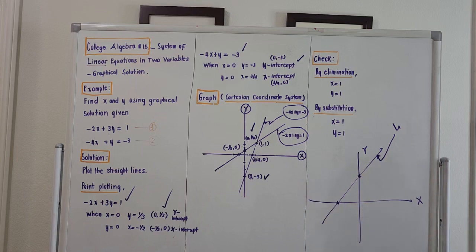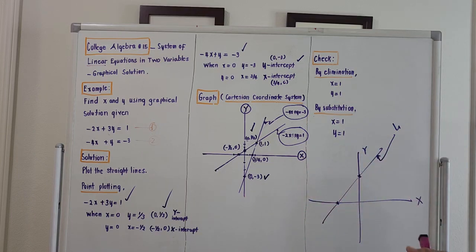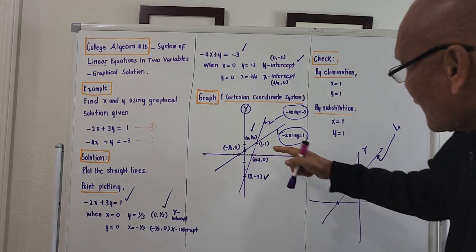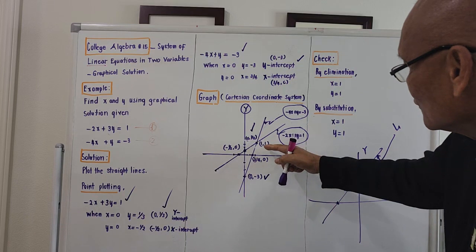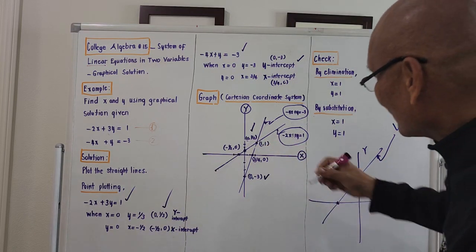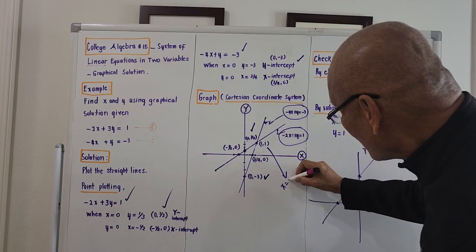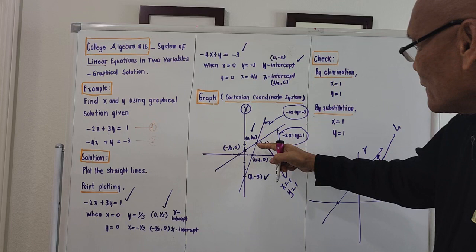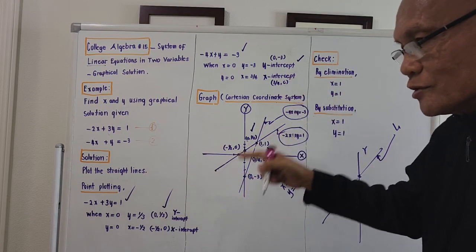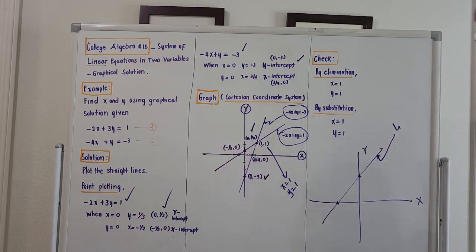If we try to visualize the two straight lines, they intersect each other, and the point of intersection is at this location here. It is almost at the location 1 and 1. So this is the solution of the problem. x will be equal to 1, y will be equal to 1. The point of intersection of the two straight lines represents the solution of the two linear equations.